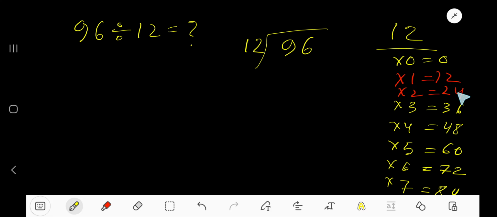0 plus 12 is 12, 12 plus 12 is 24, 24 plus 12 is 36, 36 plus 12 is 48, 48 plus 12 is 60, 60 plus 12 is 72. This process will continue.